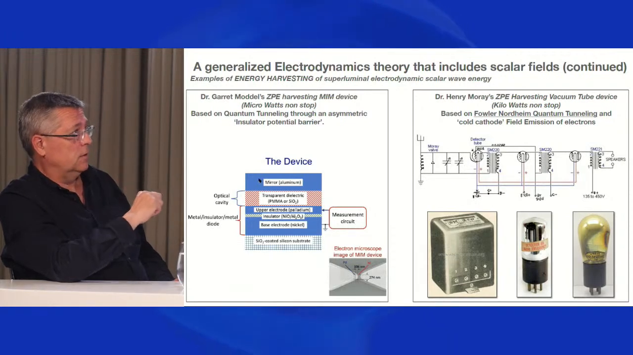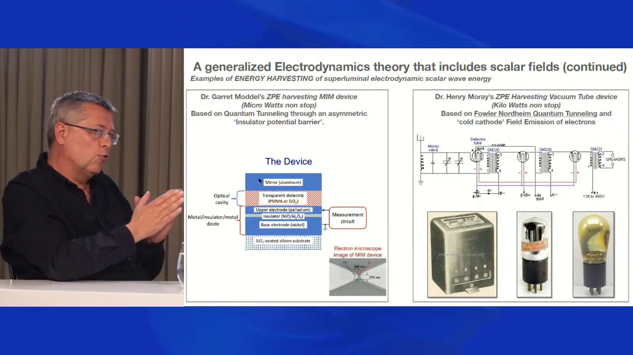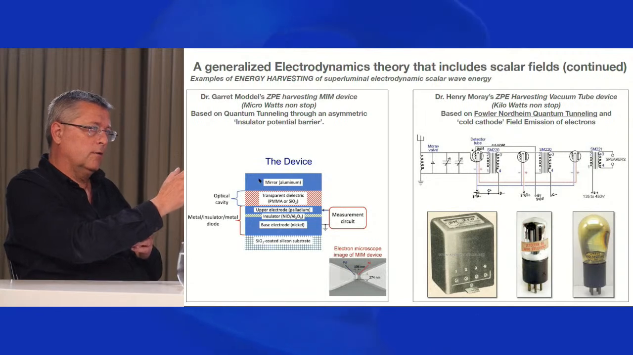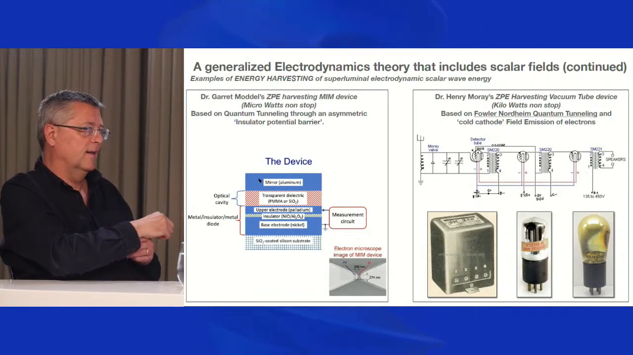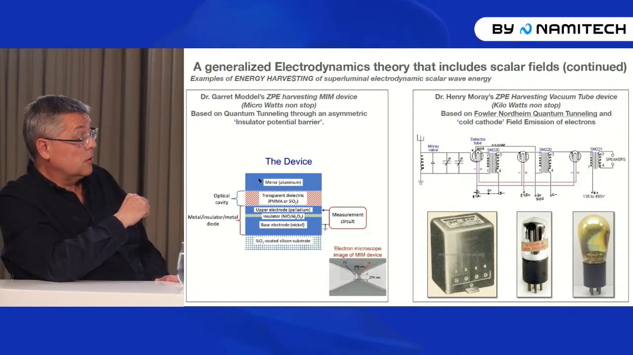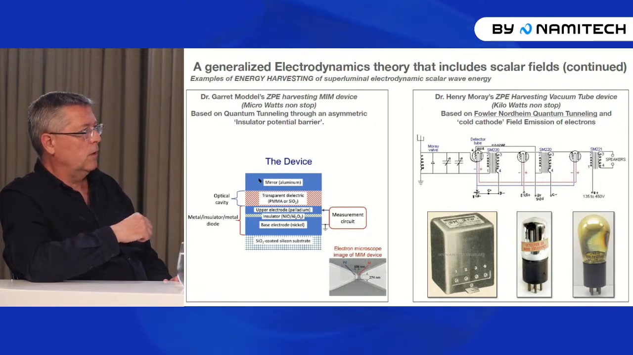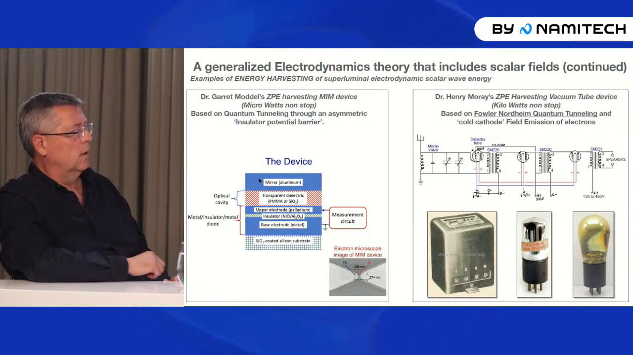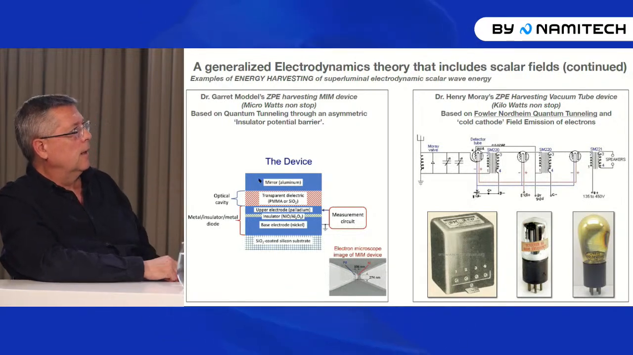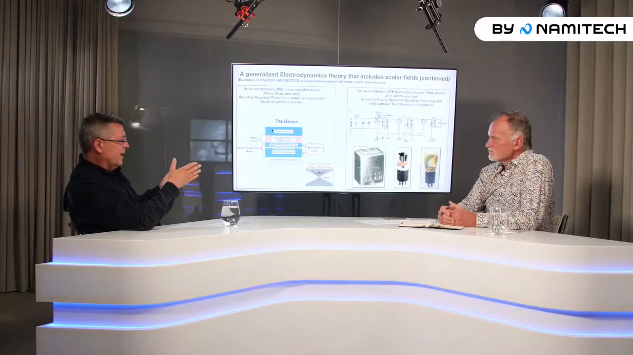The essence of this free energy device, let's call it a free energy device, is that the electrons are emitted from the cathode by means of high fields, and not by heating the cathode. That's the essential difference. So this is very interesting and something we could replicate, and we could do some more experimental work to replicate this device. Okay, so that's another example of harvesting scalar wave energy, actually. Next slide, please.